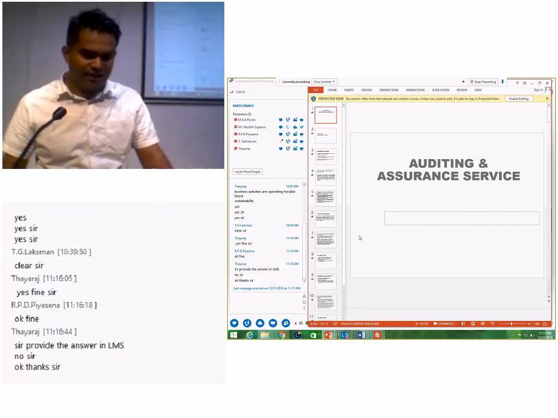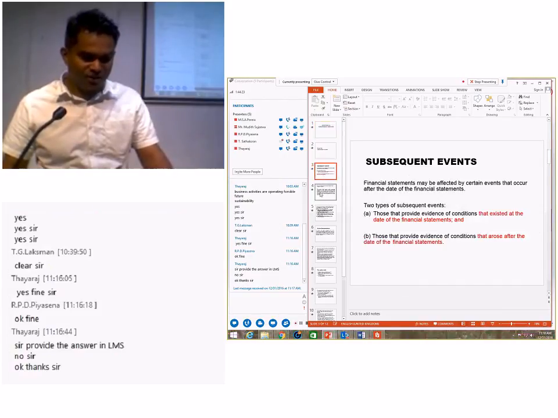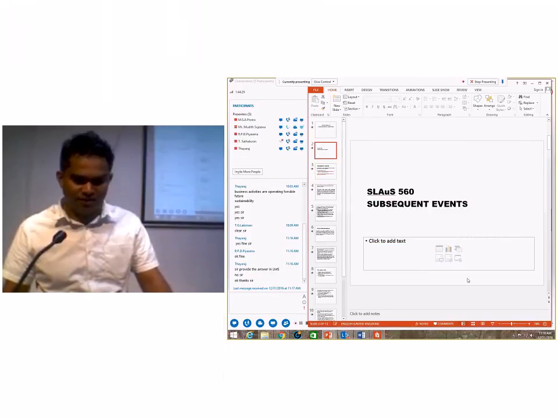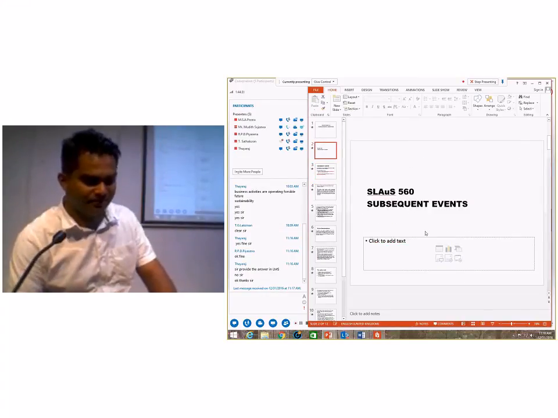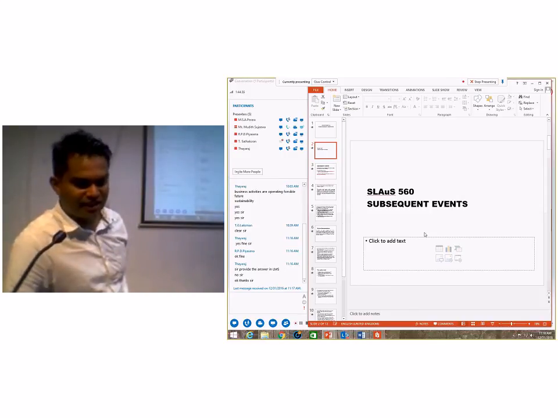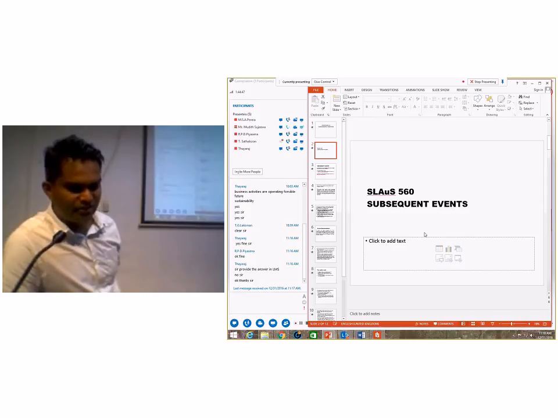Right. So with that, I'll be moving to another standard, which is again important and a very short standard. And again, you have discussed this, right? SLS 560, subsequent events. So what do you mean by subsequent events? There is an accounting standard on that as well: events after the reporting period. You have the LMS on that.